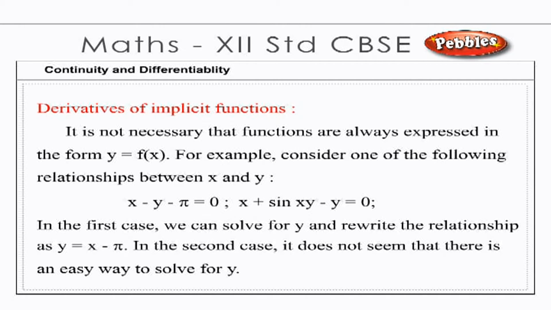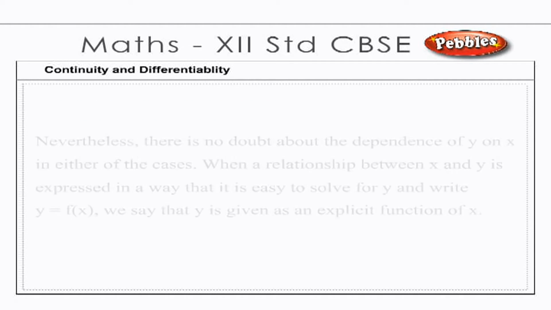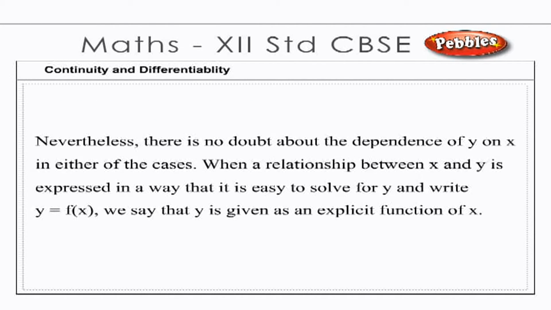In the first case, we can solve for y and rewrite the relationship as y = x - π. In the second case, it does not seem that there is an easy way to solve for y. Nevertheless, there is no doubt about the dependence of y on x in either of the cases.